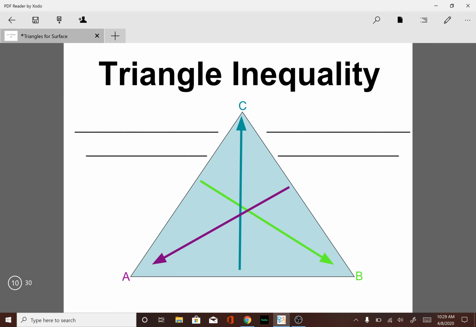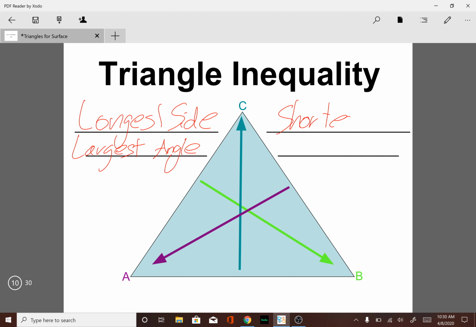The triangle inequality is what we've been talking about already, and we know that our longest side is across from the largest angle, meaning that our shortest side is across from the shortest angle, or the smallest angle.